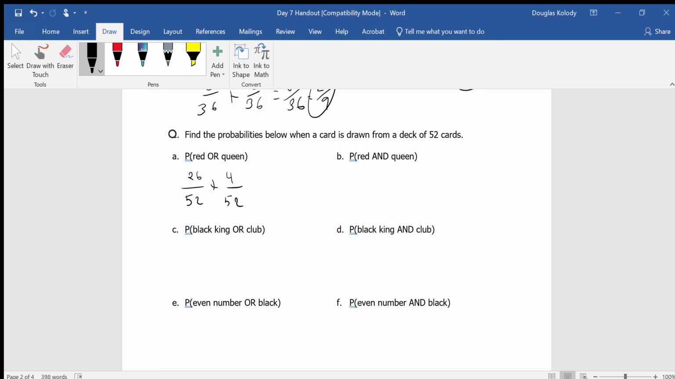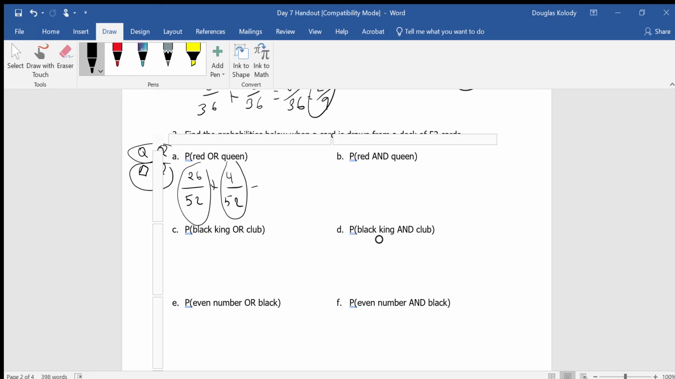Because didn't we count some cards as part of both groups? Are there some red queens, in other words? There are. There's the queen of diamonds, and there's the queen of hearts. They are both queens, and they're both red cards. So we counted them in the first group, and we counted them in the second group. I like those red queens, but I don't like them twice as much.